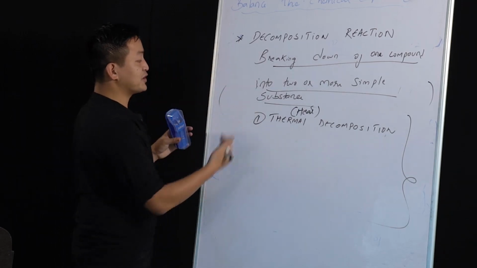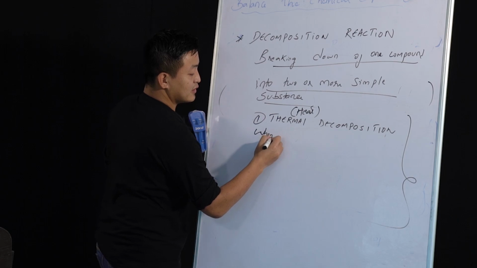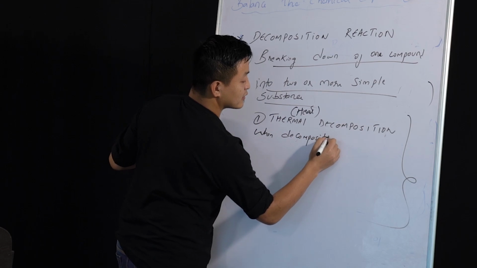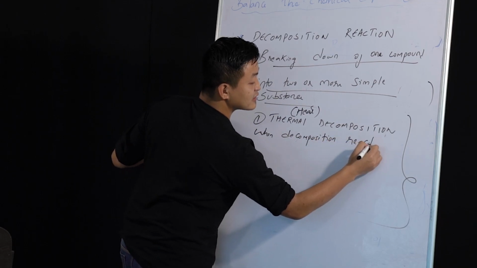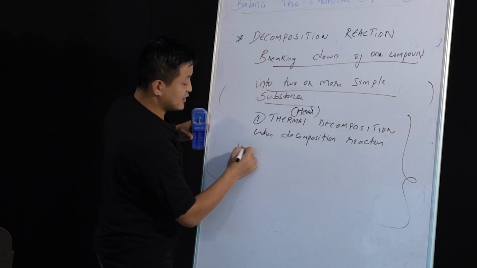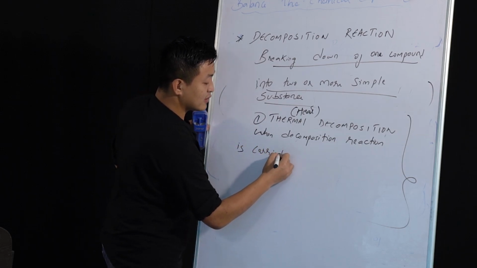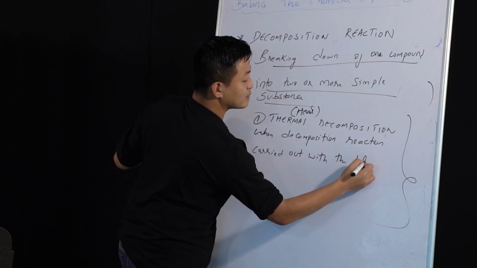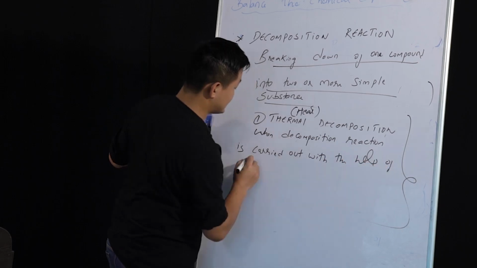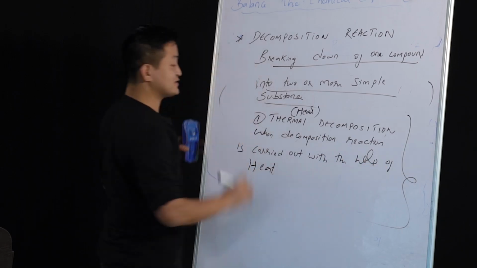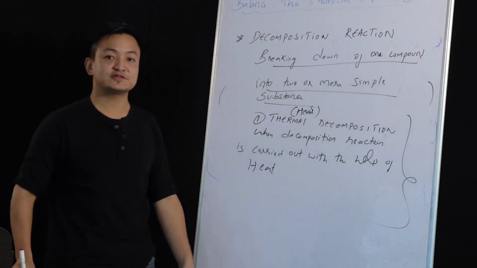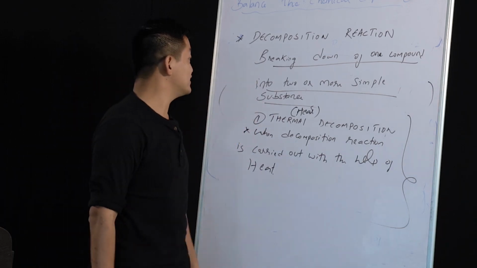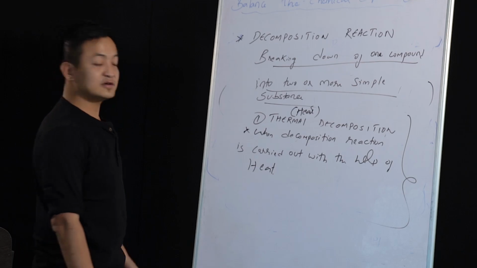Thermal decomposition, you can write: when decomposition reaction is carried out with the help of heat. You can just write like this. Let's keep it simple, students. So when decomposition reaction is carried out with the help of heat, it is known as thermal decomposition.